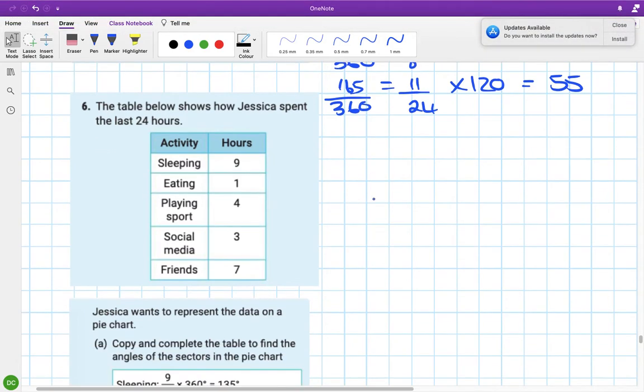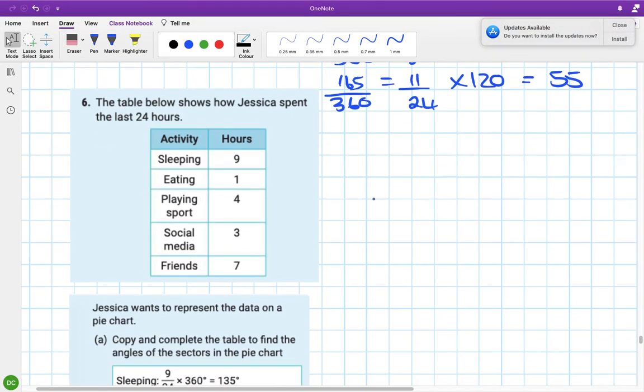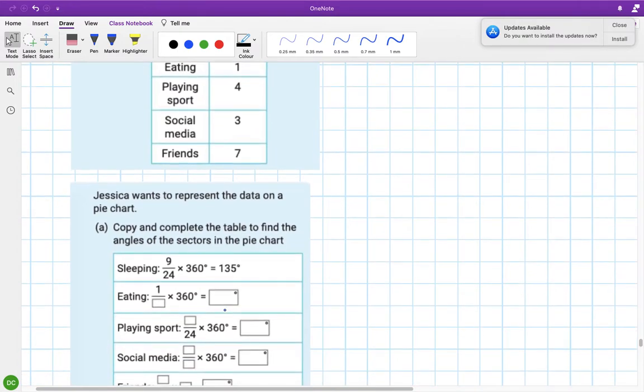And the last one. The table shows how Jessica spent the last 24 hours, so 9 hours sleeping, 1 hour eating, and so on. She wants to represent this data in a pie chart. Complete the table to find the angles.